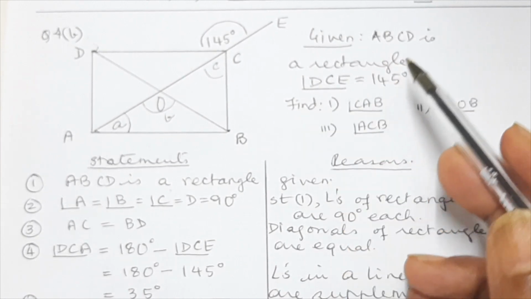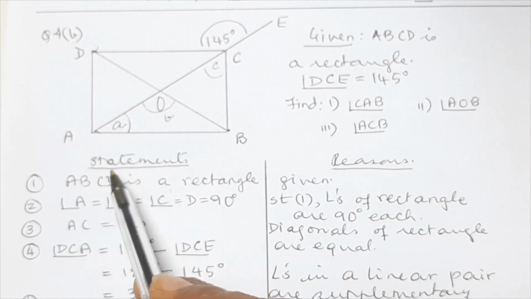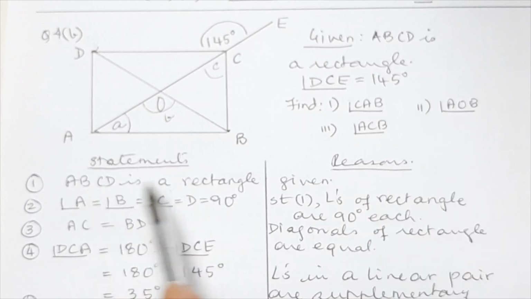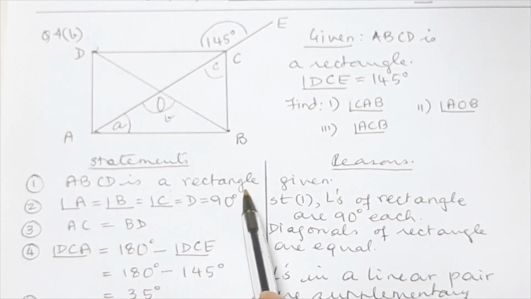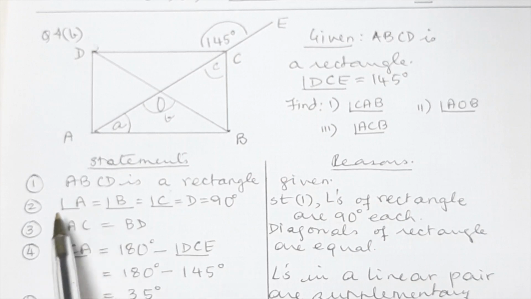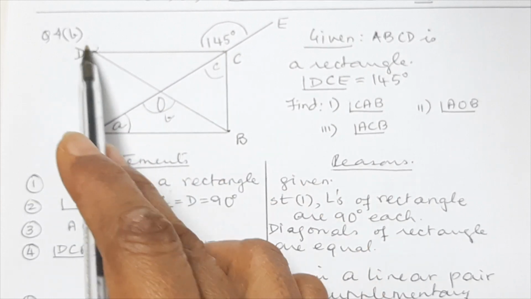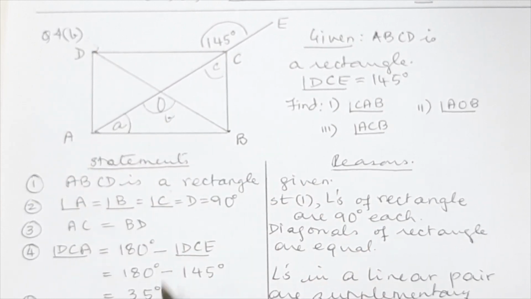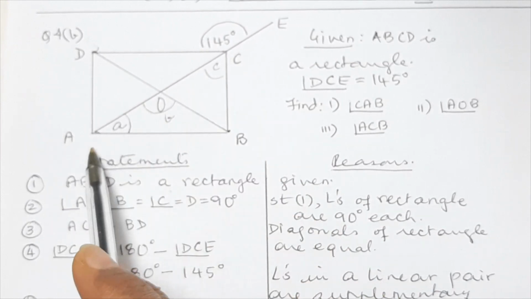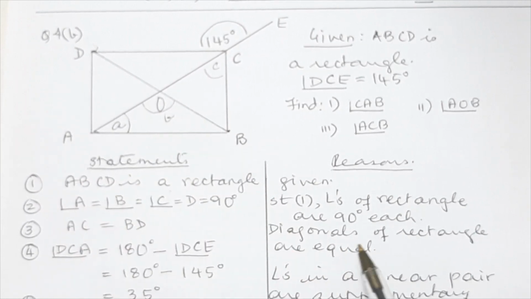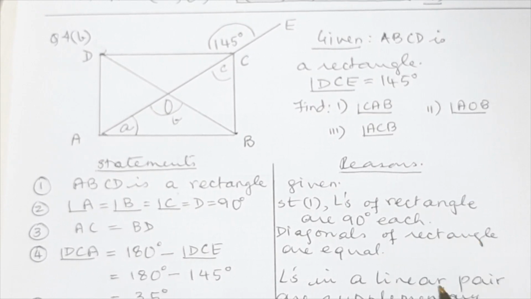We will write what is already given in the data, and then we will write the statements and the reasons. The first statement, we will write what is given: ABCD is a rectangle, given. Now when it is a rectangle, we know that all angles are 90 degrees, so we write that. Statement 1, since angles of rectangle are 90 degrees each. And also we know for a rectangle, the diagonals bisect each other, and the diagonals are also equal to each other. So we will write AC, which is diagonal, and BD, which is also diagonal of ABCD, and these diagonals are equal because it's a rectangle.